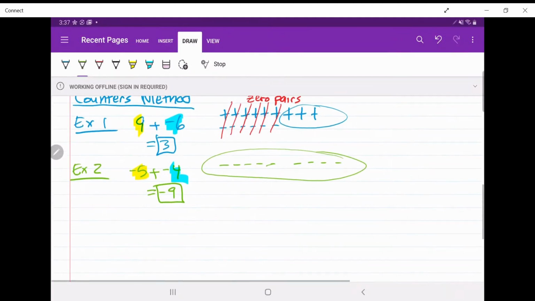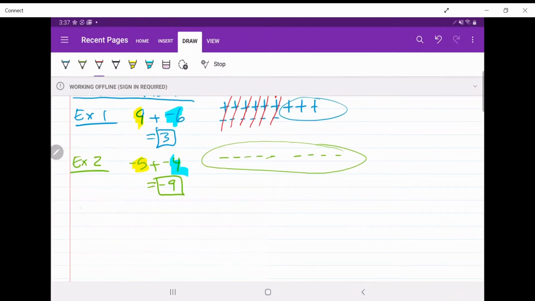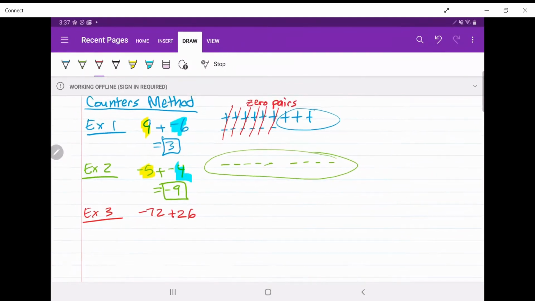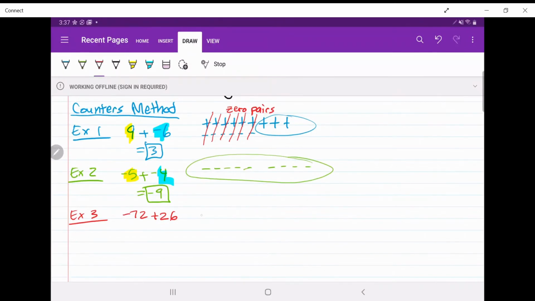Now, we're going to try a different example. And this time, we're going to have a negative number first, and then we're going to add it with a positive number. Notice how these numbers are a lot larger. Based on the counters method, what we need to do is draw 72 negative symbols. That's going to be a lot of negative symbols to draw. And then we also need to draw 26 positive symbols, which is a lot to draw.